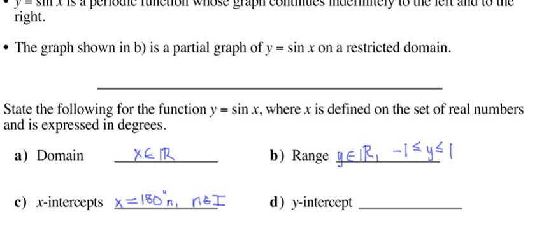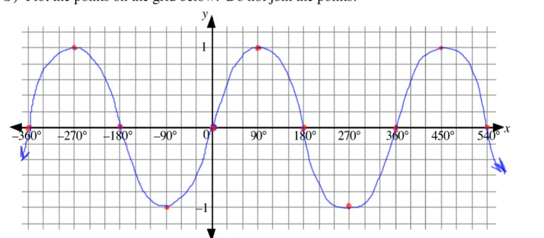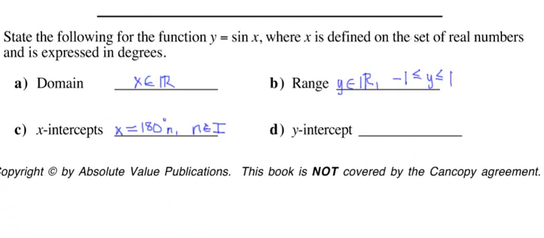That means you can do 180 times 0 or 1 or 2 or 3 or anything like that, and every one of those will be an x-intercept. And for y-intercept, it's actually very simple. The sine function starts at the origin, so its y-intercept is at 0, and it never revisits the y-axis again. So, y-intercept 0, done.